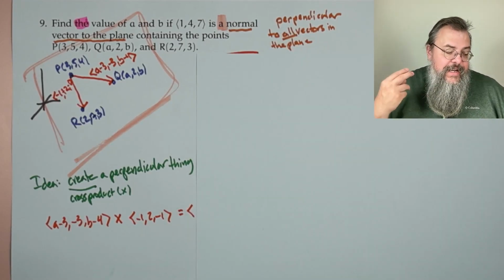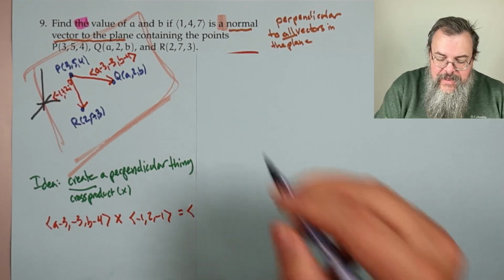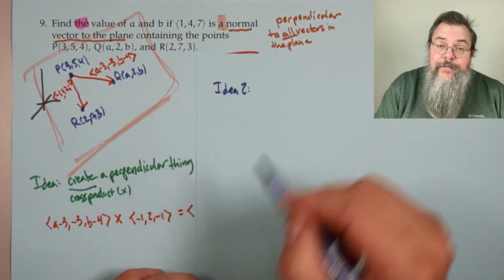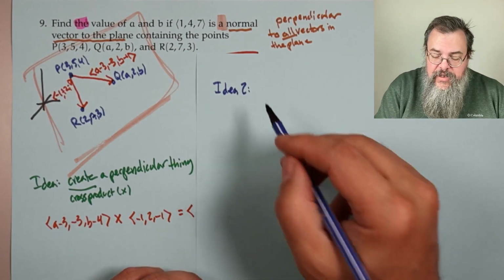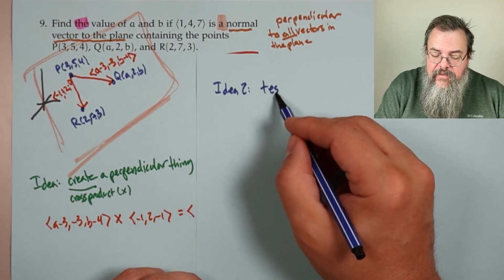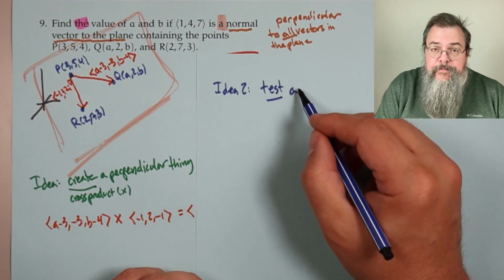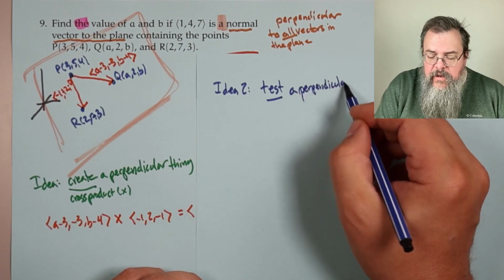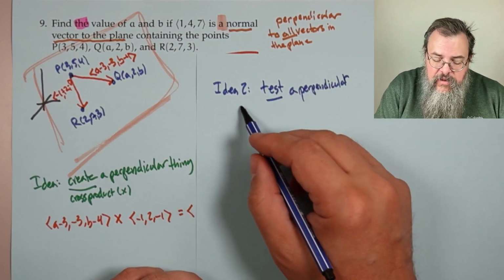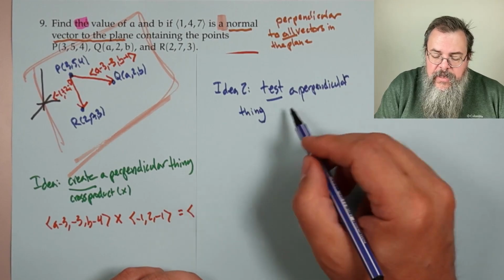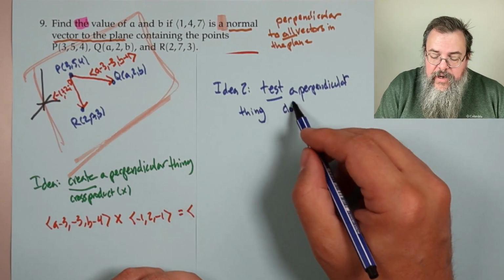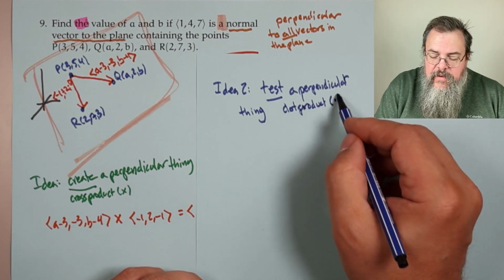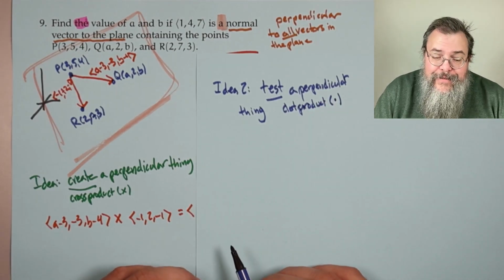So here's idea number 2, which is we're going to say, hey, instead of create a perpendicular thing, let's test a perpendicular thing. Now you might say, well, what do you mean by test? Well, how do you test something is perpendicular? Well, the answer is the dot product. And so the dot product will give us a different way to think about this.